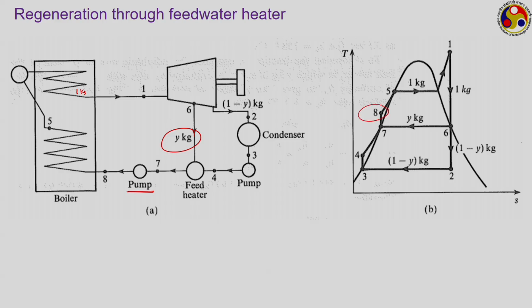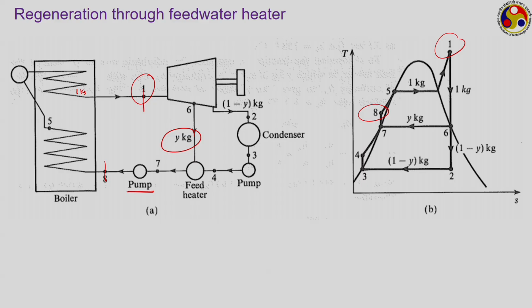So, this is your state number 8, it is already at the boiler pressure. So, at the boiler pressure it is entering the evaporator, and then there it is getting superheated up to state number 1, which is this particular point. So, this 8 to 1, this entire thing is happening at the boiler pressure, where the feed water, subcooled or compressed liquid, is getting converted to superheated vapor.